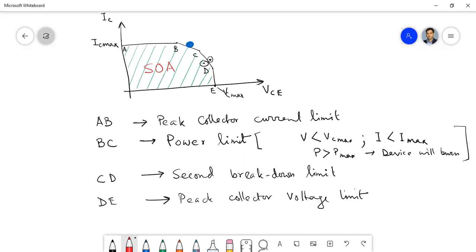You should remember that whenever you go for selection of any device, you have to see its SOA from its data sheet, and you have to select your operating point accordingly. Is that clear? So this is all about this SOA. Do you have any question?